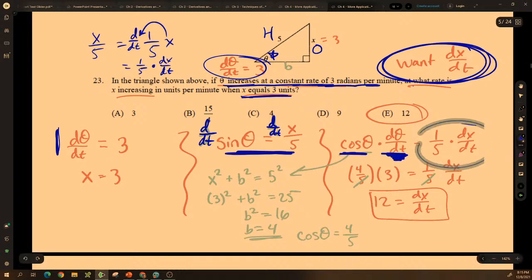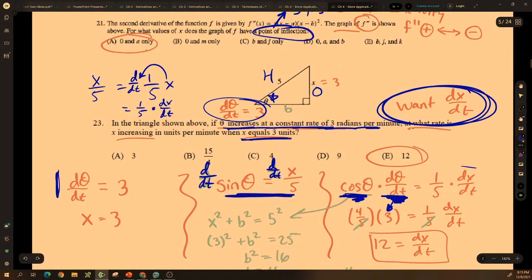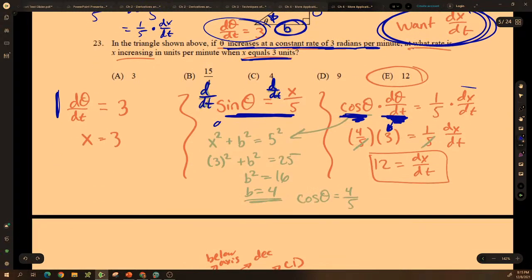Now, for dx dt, that's what I want to solve for. d theta dt we know is 3, but we don't know cosine theta. So in order to get cosine theta, well, what is cosine theta? Cosine theta is the adjacent over the hypotenuse. Well, I know the hypotenuse, that's 5, but I don't know this adjacent side. So I went ahead and called it b, and I can get it by doing a squared plus b squared equals c squared. Should be nice and easy.